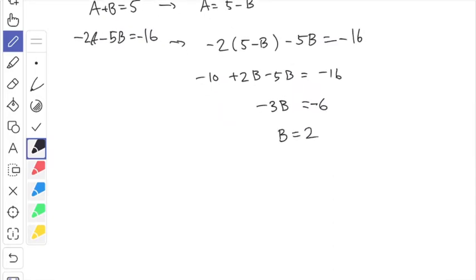We started with a equals 5 minus b, so a is 5 minus 2, which is 3. a is 3, b is 2. Worked out nice, didn't it? That's the partial fractions trick. We're not done with the problem, but this is sort of the hard part, I guess. Any questions about the process? I hope you ended up with the same numbers.